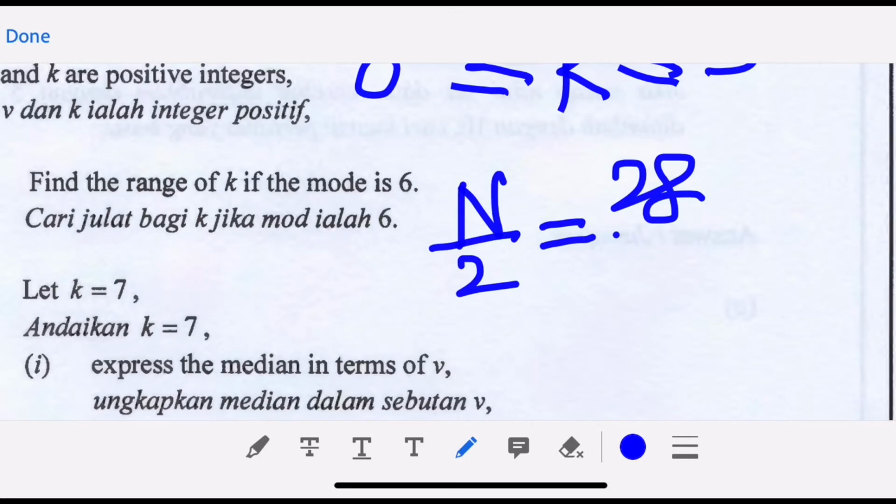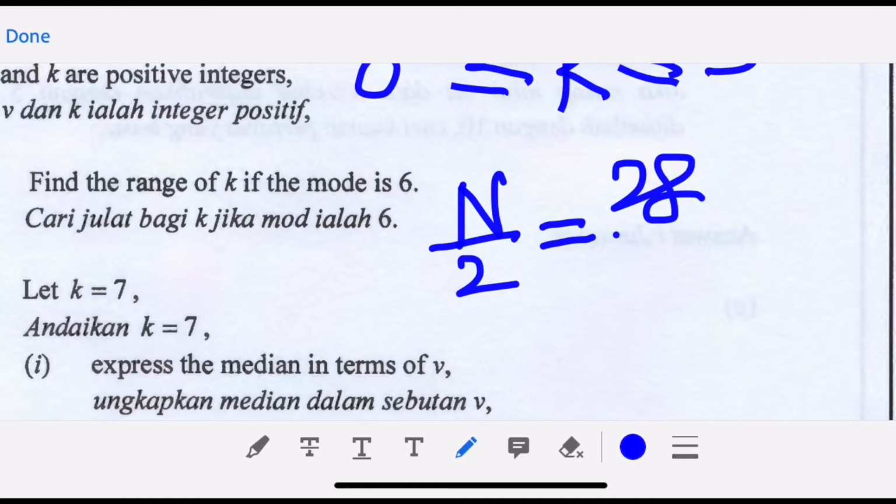Next, we see that k is 7, and you are asked to express the median in terms of v. In terms of v here means that your answer can have v with a number. It can be plus, it can be minus, but you cannot solve for the value of v, because in terms of means an expression. Many students are very confused with the expression. So you cannot equate it to 0 or equal to a value.